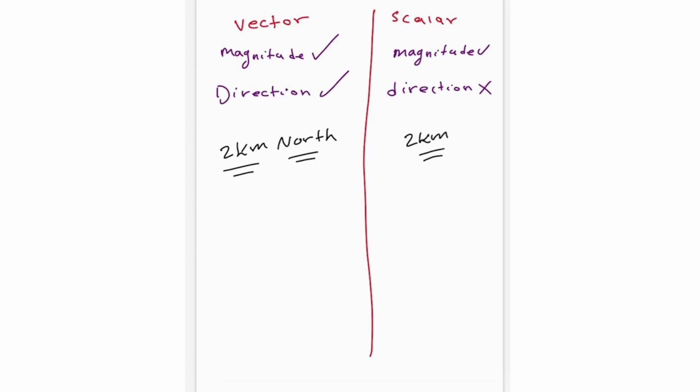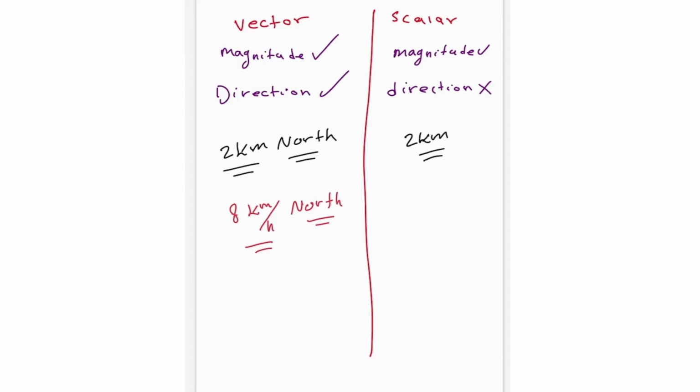So, as we learned, vector has both magnitude and direction. With velocity, we need to know both how fast something is moving and in which direction. For example, I say I ran 8 kilometers per hour north. So here again, I'm giving you a magnitude and I am giving you a direction. So velocity is a vector.